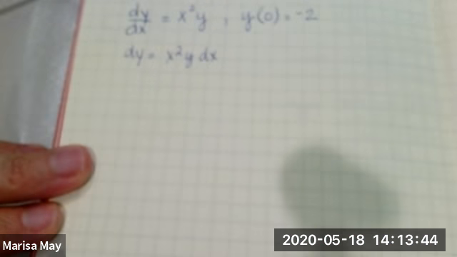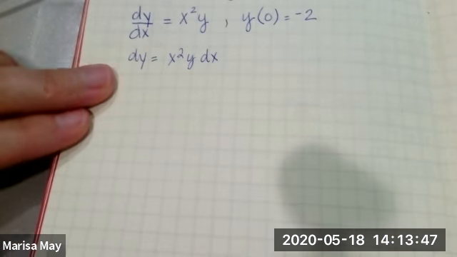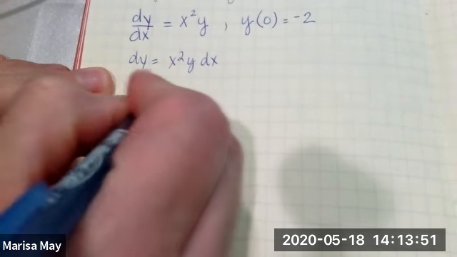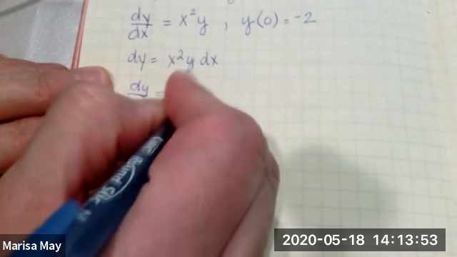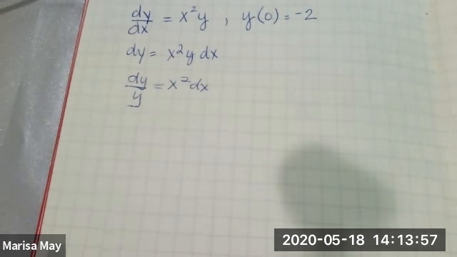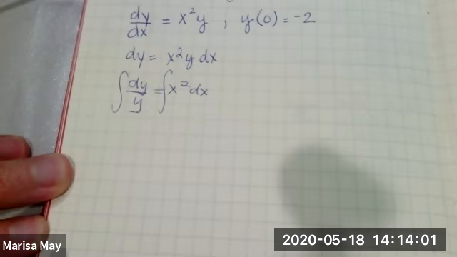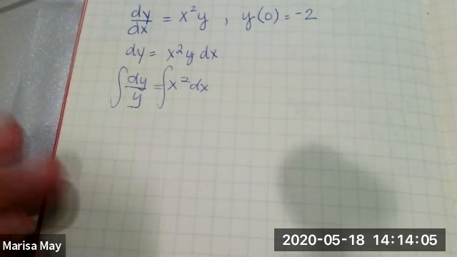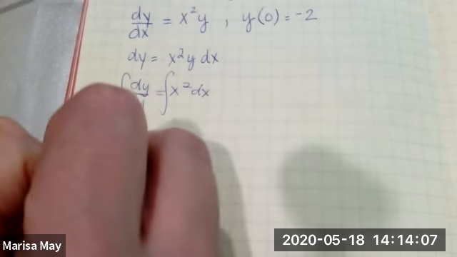And then I'm going to divide by the y so that I can have all the y's on this left side. And once I've separated the variables, now I'm ready to go ahead and integrate both sides. So I'm going to integrate the left side, integrate the right side separately. So the left side, the integral of 1 over y dy would be the ln of y.